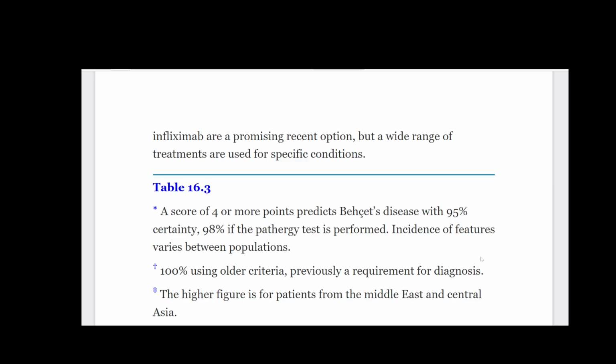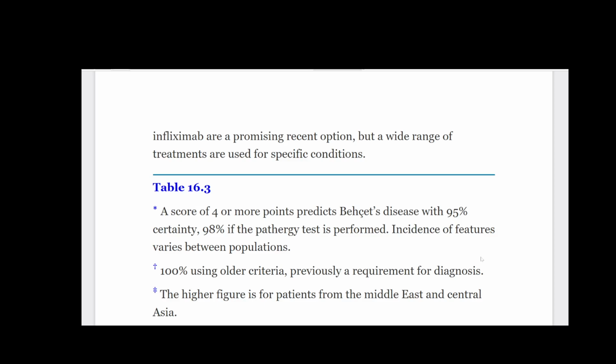Incidence of features varies between populations. 100% using older criteria, previously a requirement for diagnosis. The high figure is for patients from the Middle East and Central Asia. Complications include blindness, rupture of large vessel aneurysms, thrombosis and embolism, but in the absence of these and other significant complications, relapses become less frequent, and the disease may eventually burn out.